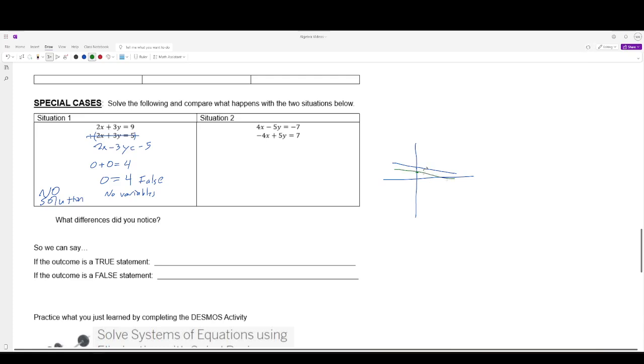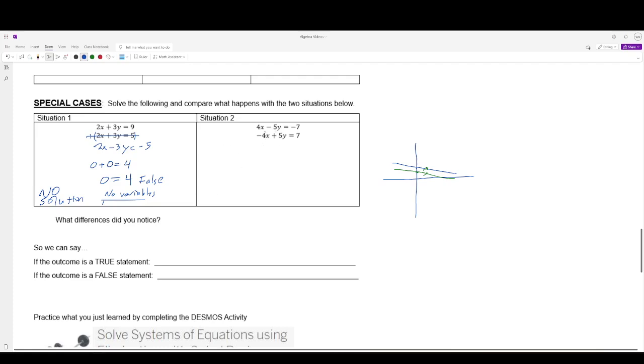So since these lines are parallel, they're never going to meet, meaning if we're looking for the intersection, there isn't one. So since there's no intersection, we say there is no solution to this system because they will never cross. That only happens with parallel lines and only happens when all the variables disappear.